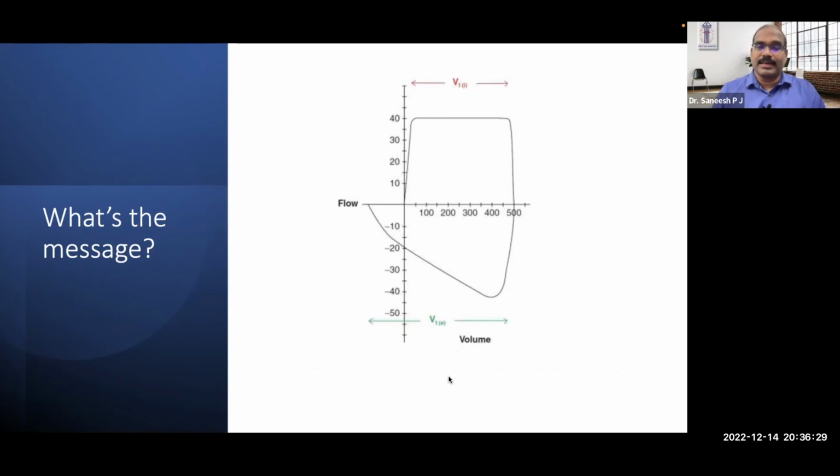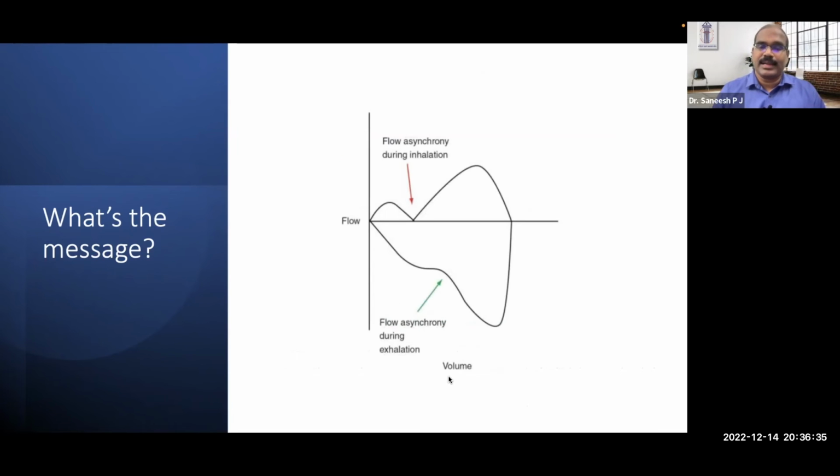This has already been discussed, the active exhalation part, and flow asynchrony. During inhalation it can be seen as a deflection on the positive side, and when it happens during exhalation, it can be seen as a dent in the exhalation tracing.